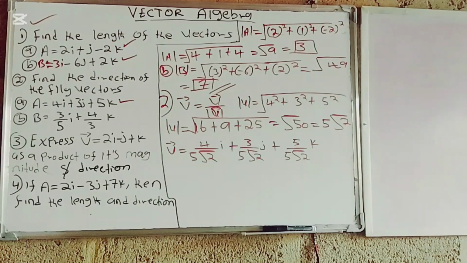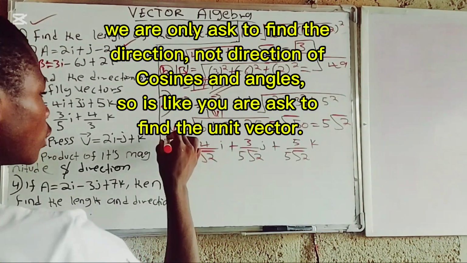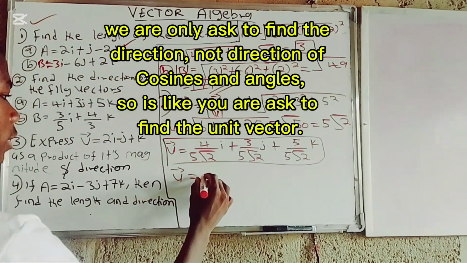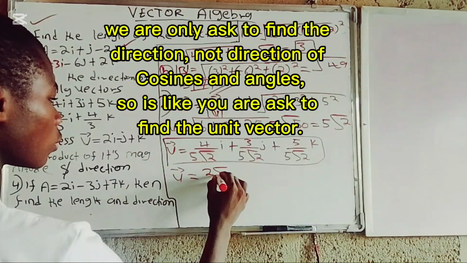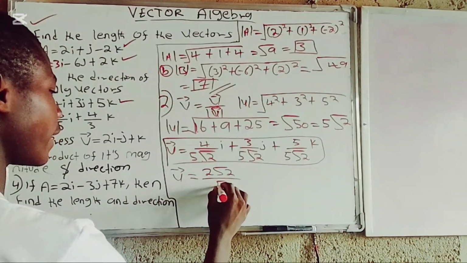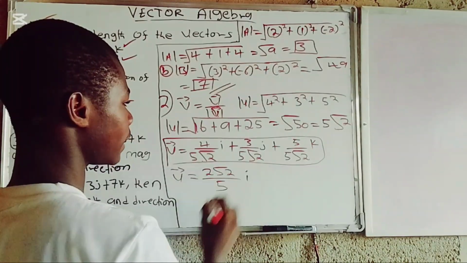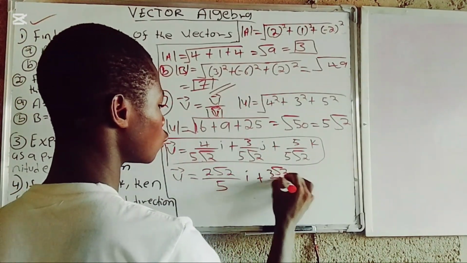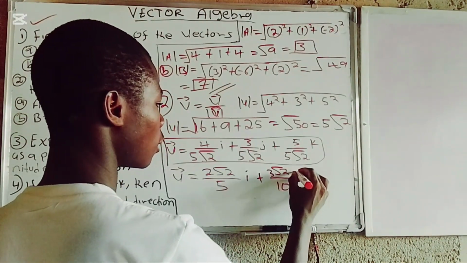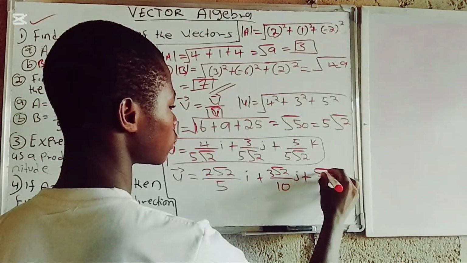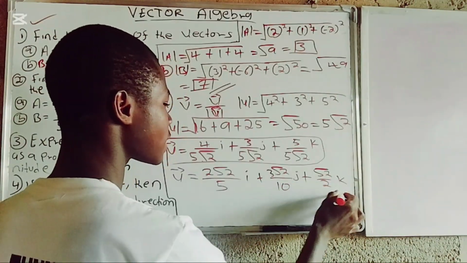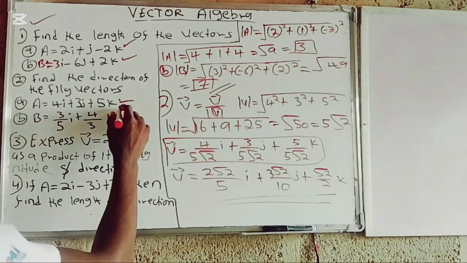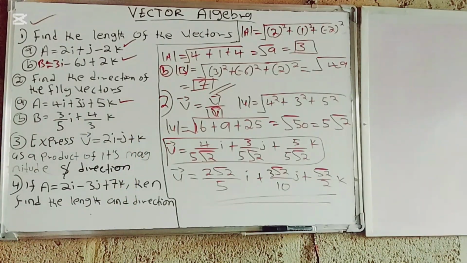This is the same thing as saying, if you like, you can simplify this. This is the same thing as 2 root of 2 divided by 5 I, plus 3 root 2 divided by 10 J, also plus root of 2 by 2 K. So you can simplify it as this, it is all the same thing. So let's move to this second question.